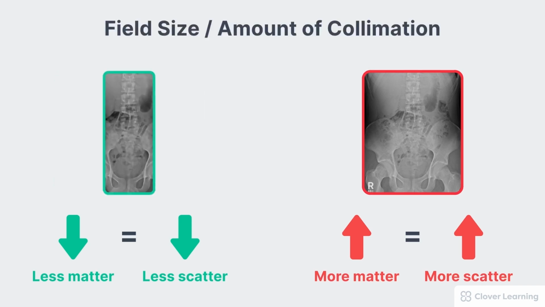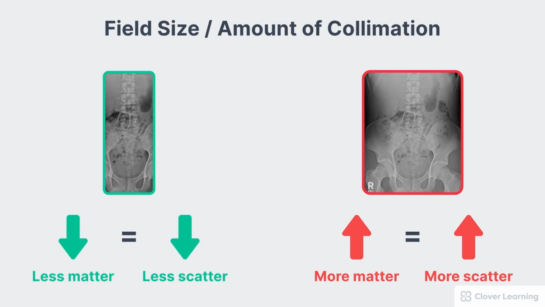One more way we apply this principle is in regards to the field size, or the amount of collimation. If we decrease the collimation, or use a larger field size, there's more matter being exposed, therefore more scatter, and lower contrast. The opposite is true in regards to reducing scatter. If we increase the collimation or use a smaller field size, there's less matter being exposed, therefore less scatter and higher contrast.